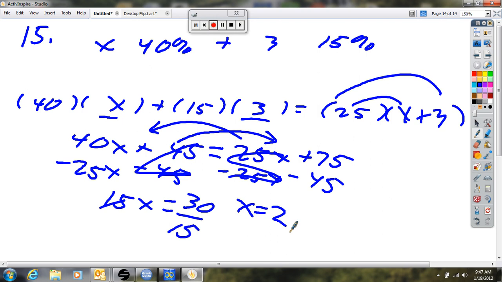And we're looking for this one, right? So X equals 2. I need 2, what is this? Gallons. I need 2 gallons at 40%. I need 3 gallons at 15%. To give me a solution that would be 25%, and I'll need 5 gallons. Okay, question on that?